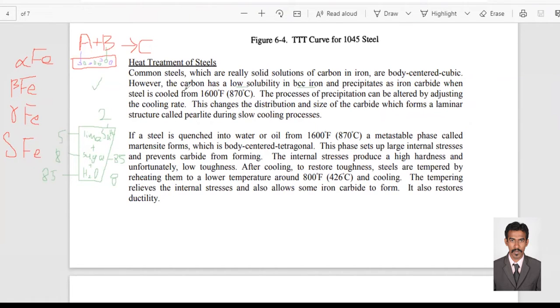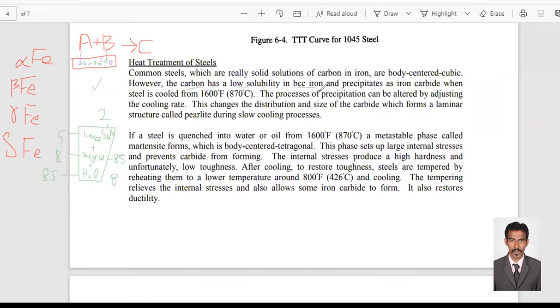So here also, carbon has low solubility in BCC iron, right? The BCC structure, you know, body centered cubic structure of iron. In that structure, carbon does not have good solubility. It has a low solubility.